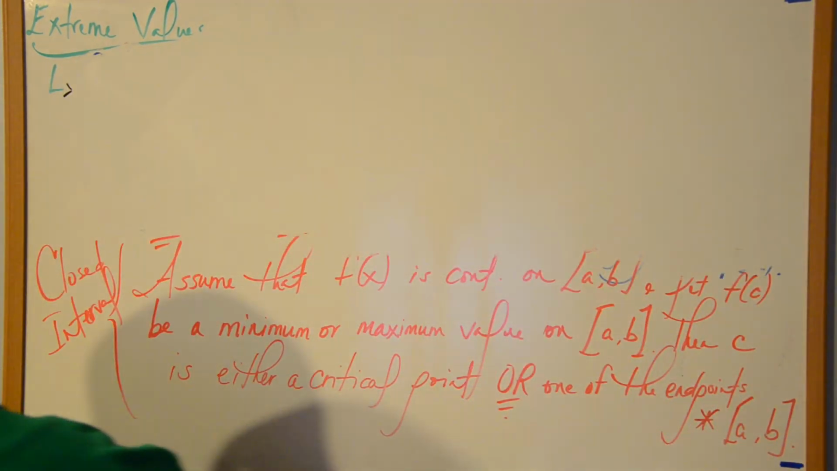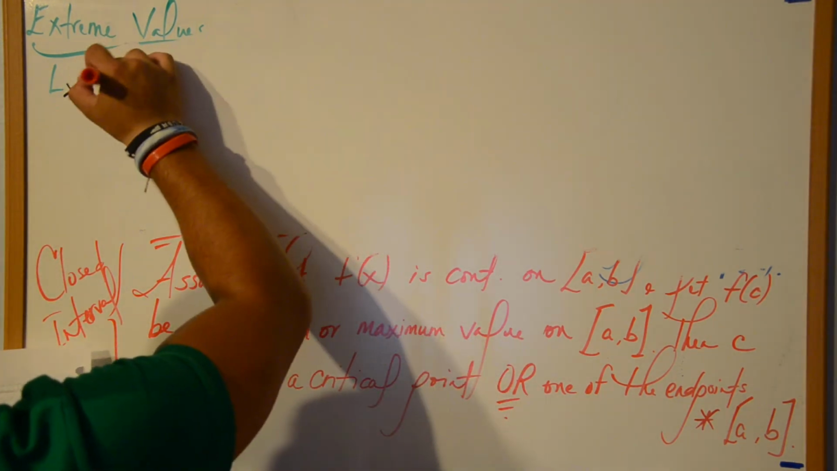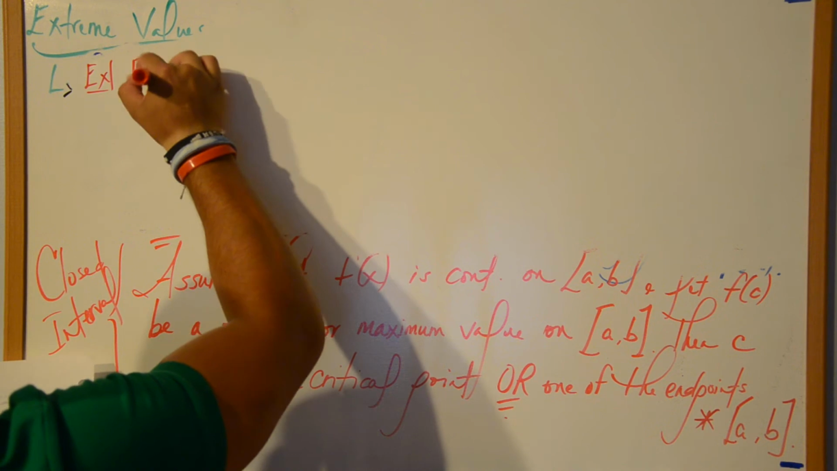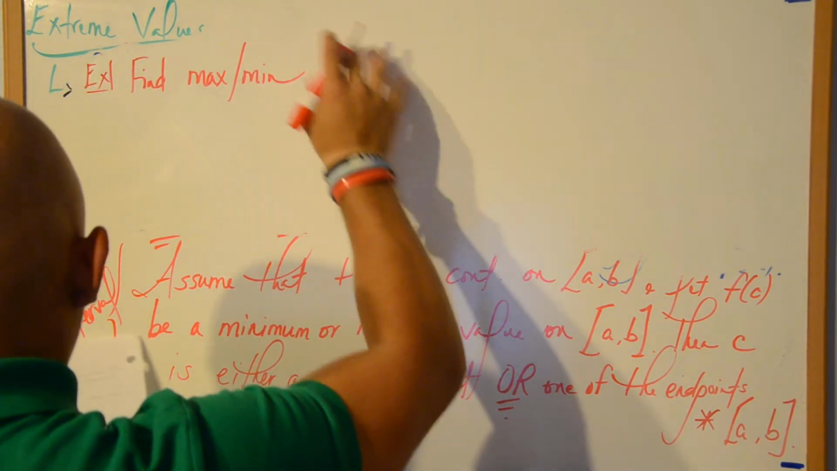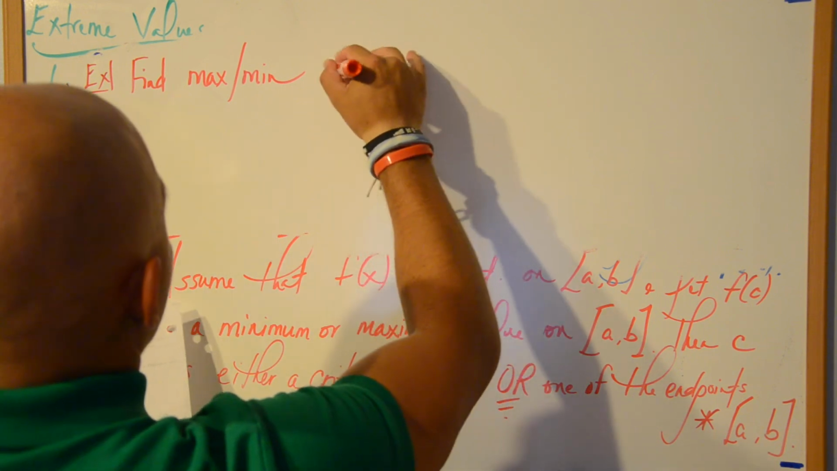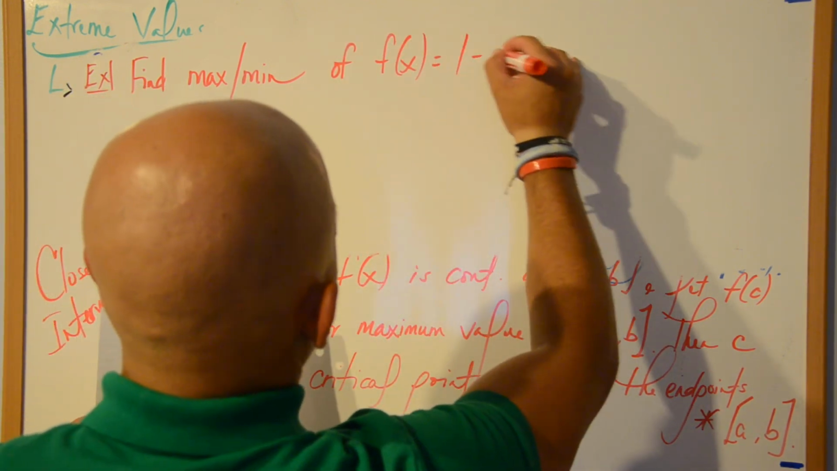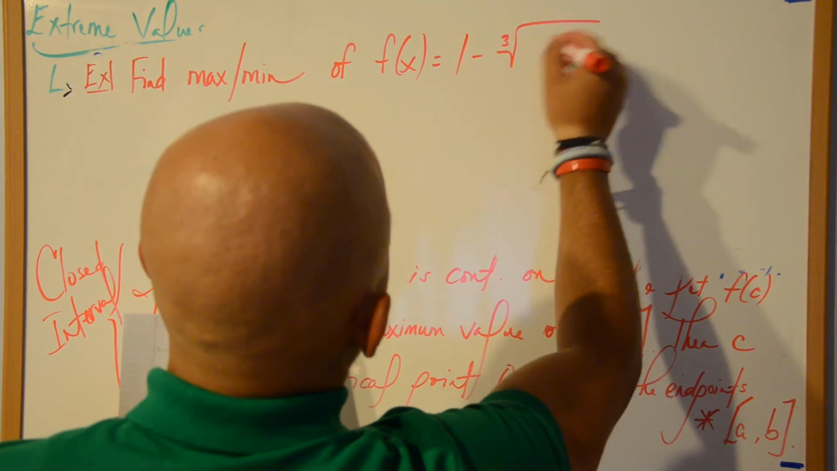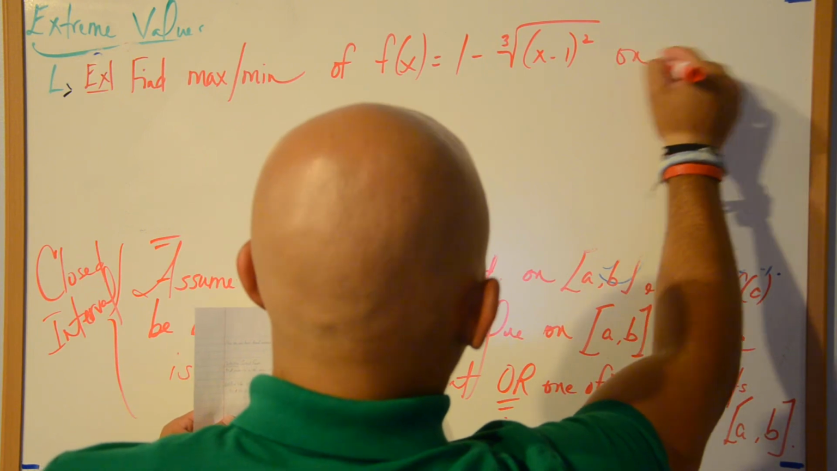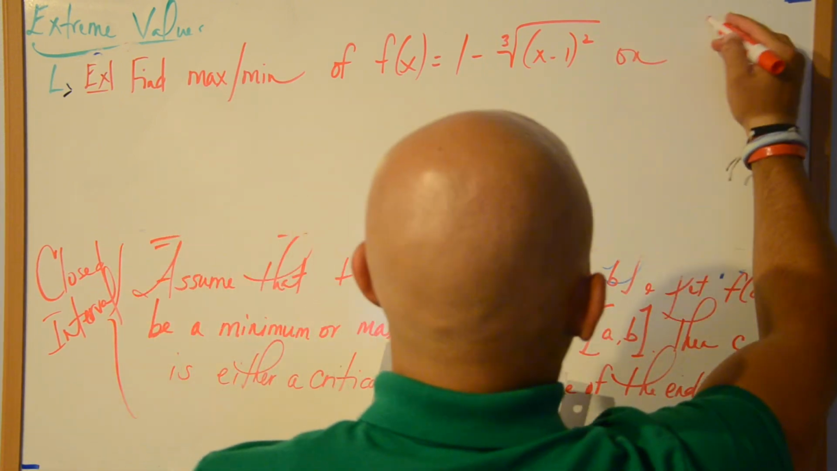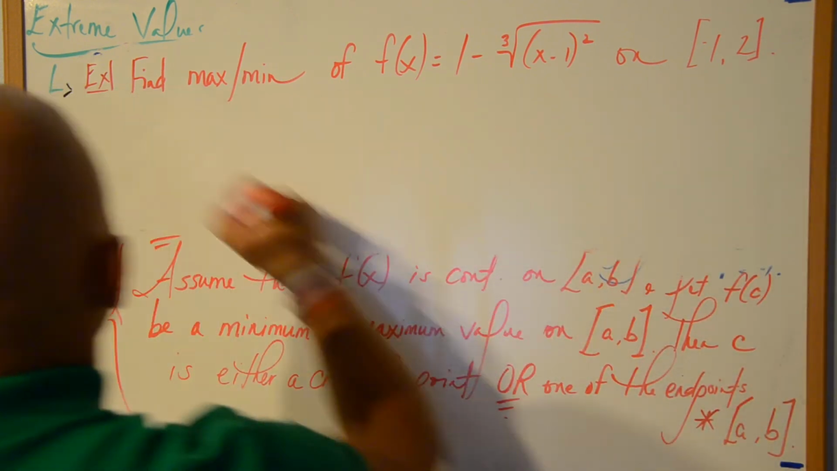And yes, I hear you screaming from the other side of your computer, right, for some practice. So let's find the max and min of this function. Let's have a little bit of fun. 1 minus the cube root of (x minus 1) squared on [-1, 2], closed.